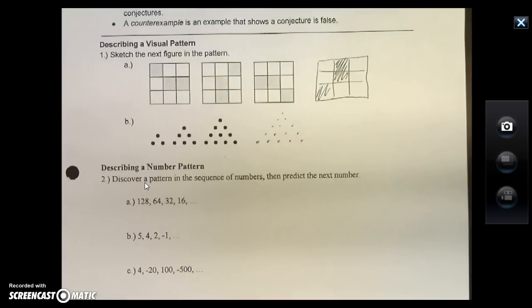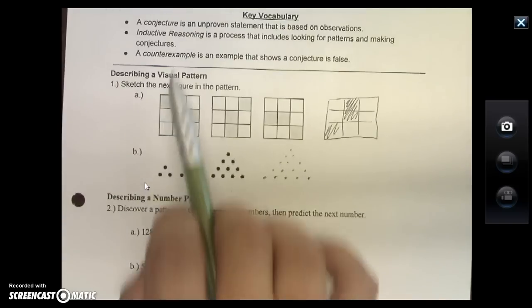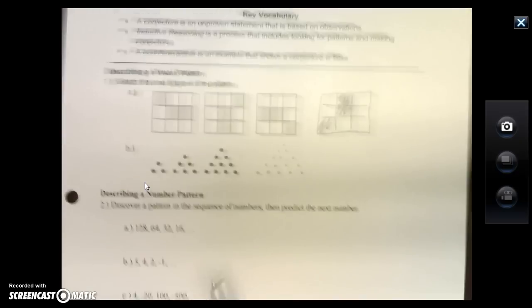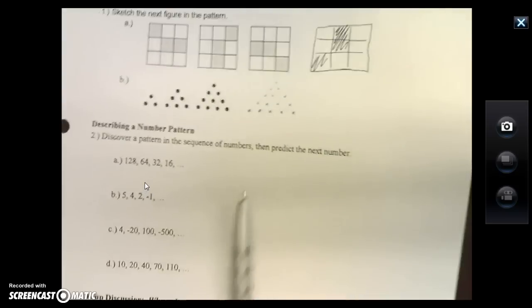One cool thing about patterns in general is that you can make assumptions for future events. If I asked you to keep going with this, you could do that, because you're looking at the previous material, and that right there is a conjecture. Awesome.